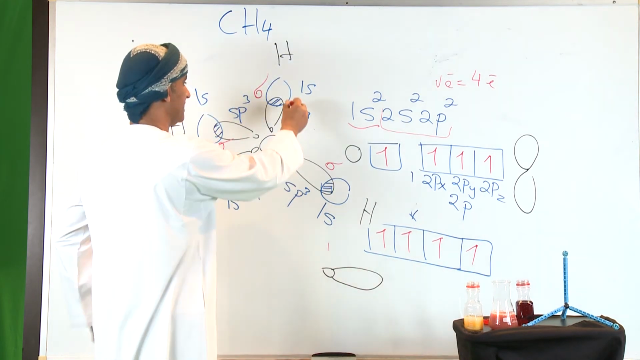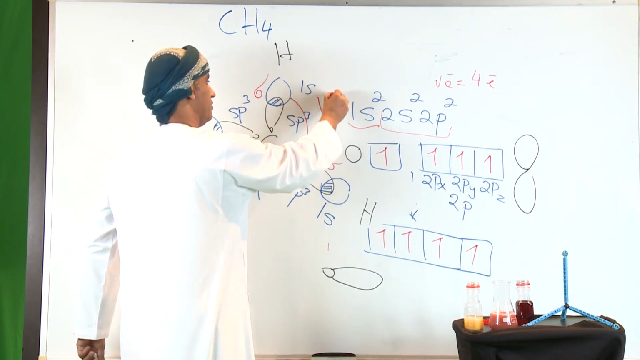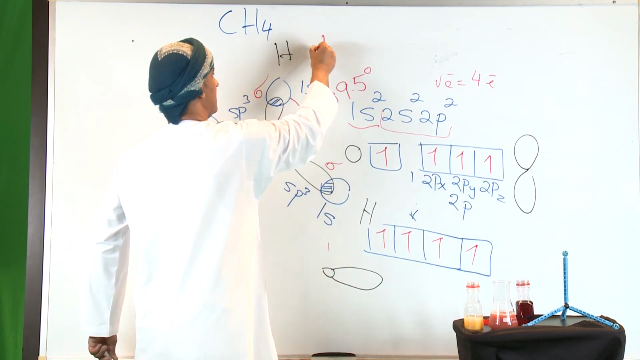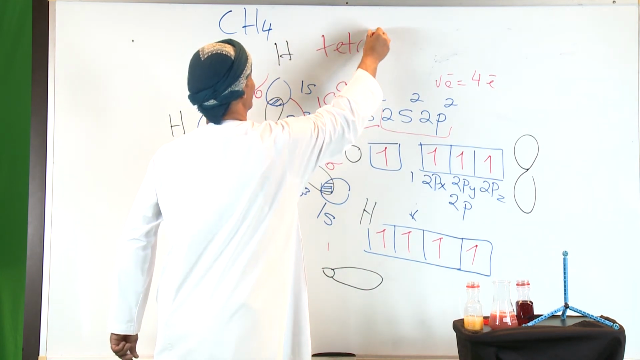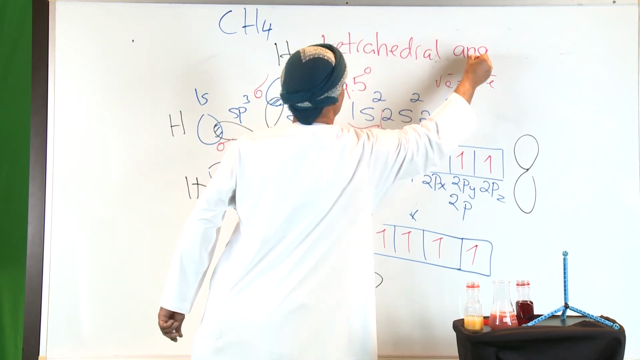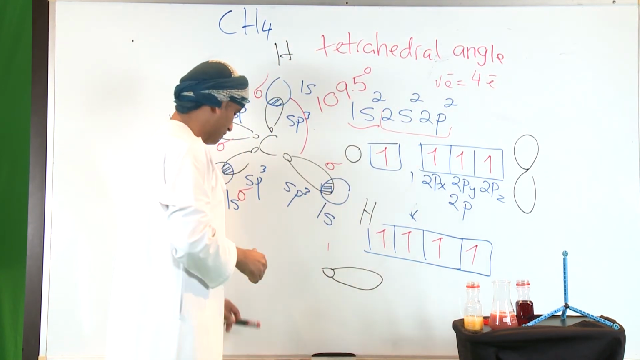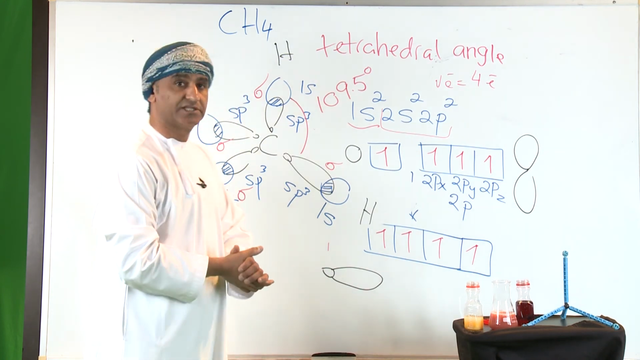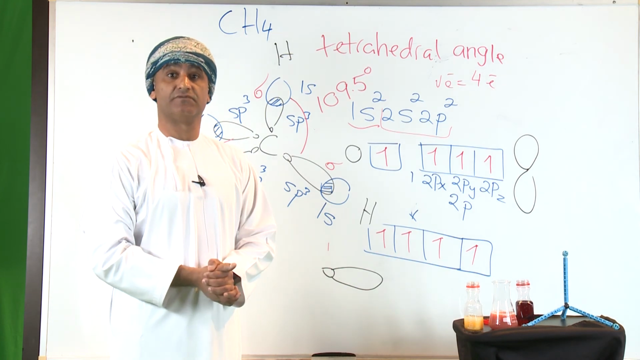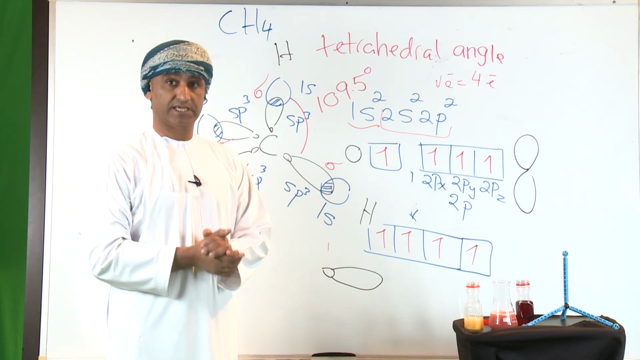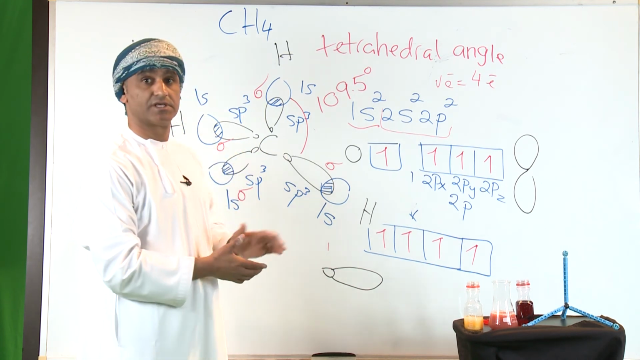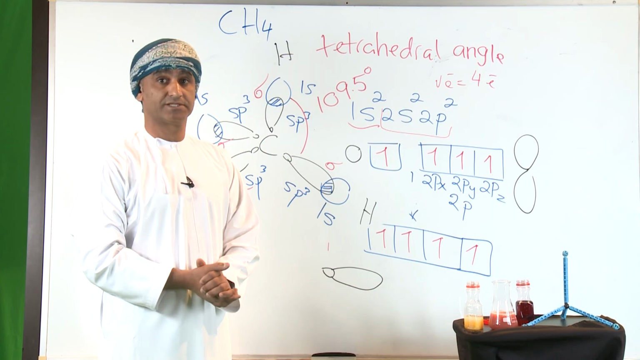The angles again in the case of methane are 109.5 degrees, and this is called the tetrahedral angle. The electron arrangement of electron pairs around the central carbon atom in the case of methane is tetrahedral. The molecular shape is also tetrahedral here as well. That's because there are no lone pairs. All electron pairs are bonding.